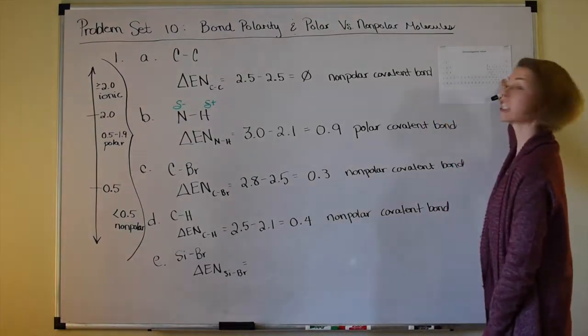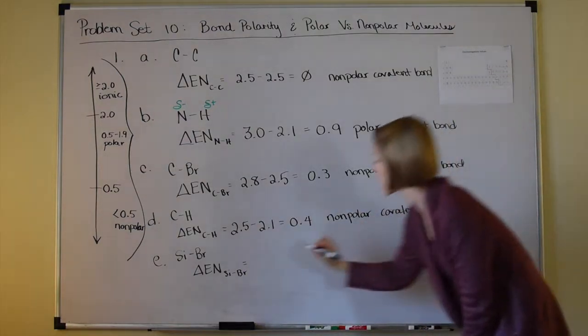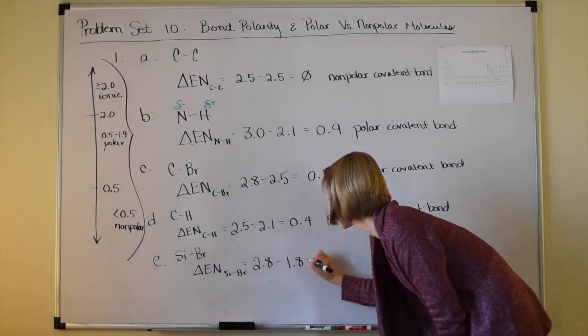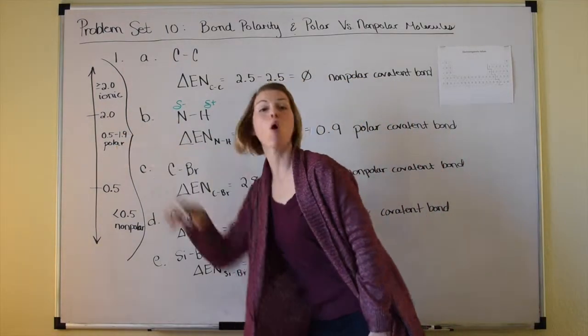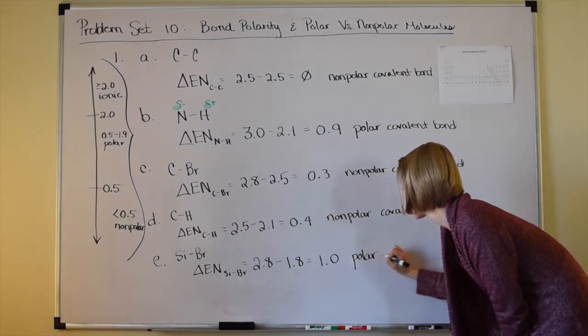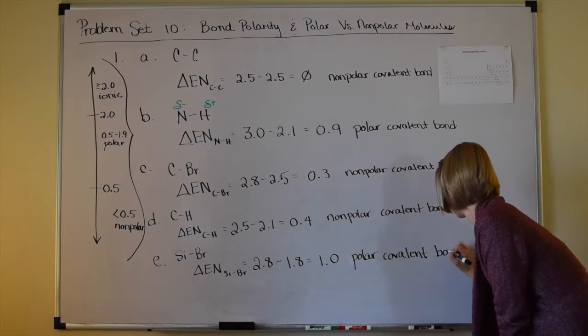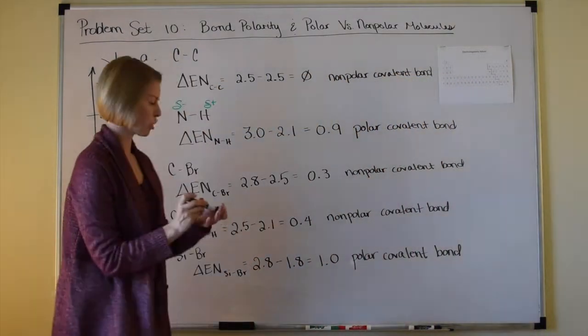For bromine, it's 2.8. For silicon, it is 1.8. So 2.8 minus 1.8, the delta EN is 1.0. That is in the polar covalent range. So this is a polar covalent bond, which means that there is partial positive and partial negative charge buildup.